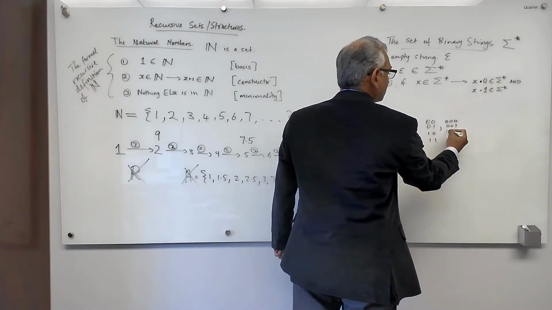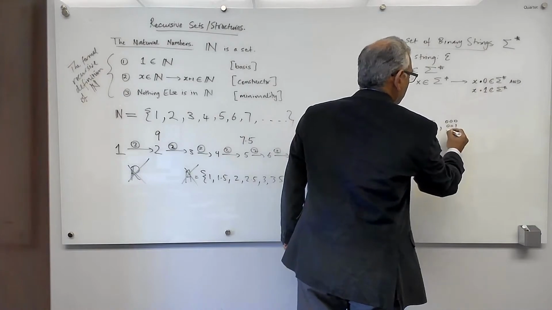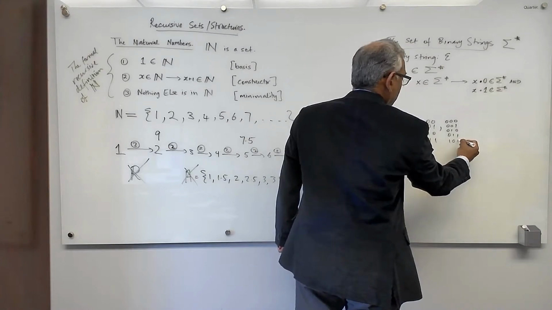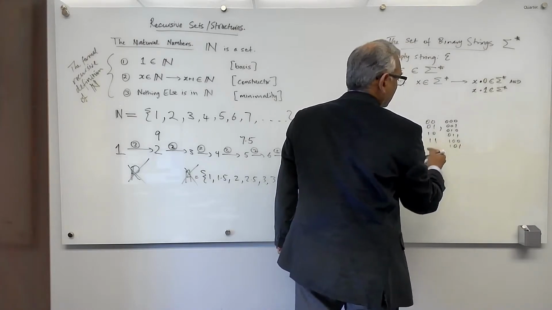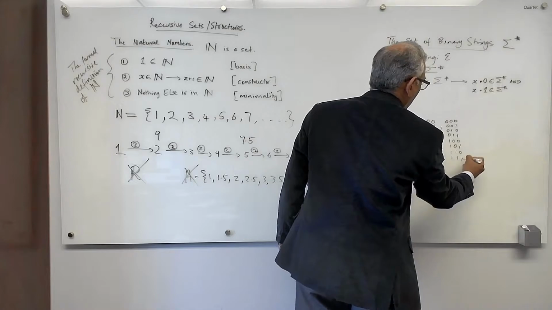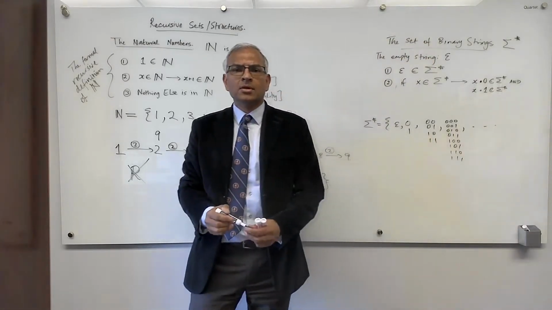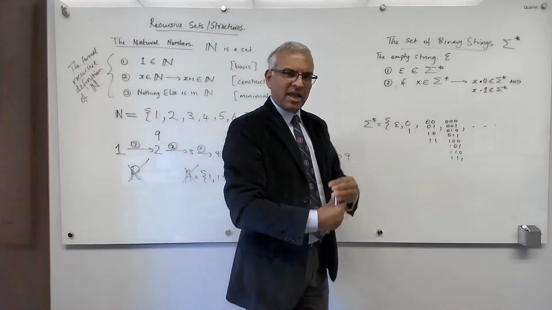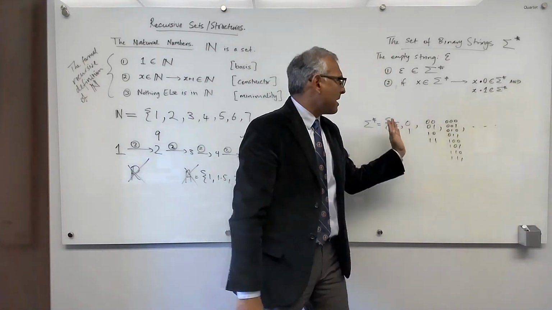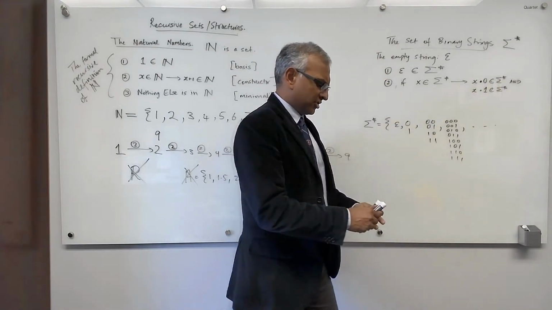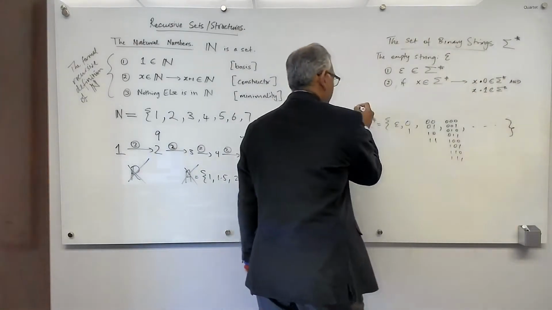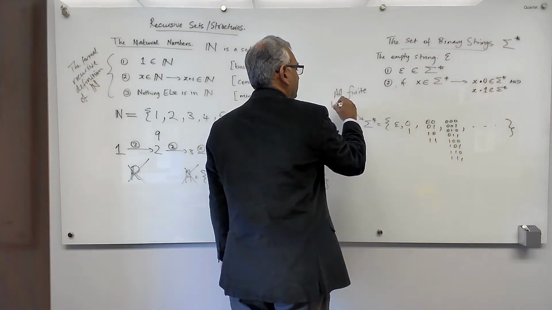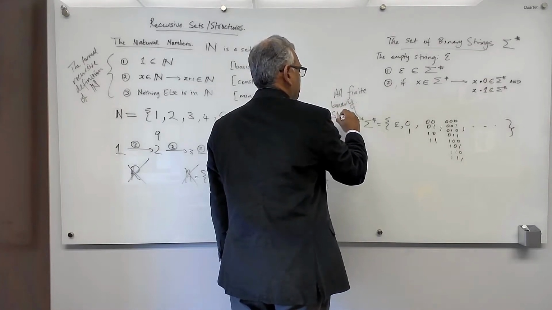And what does 01 give me? 010 and 011. What does 10 give me? 100 and 101. And what does 11 give me? 110 and 111. And you can continue. And you should be able to hopefully, at least intuitively, convince yourself that every binary string will sooner or later pop up in this set. So this is the set. Sometimes we call this the set of all finite binary strings.